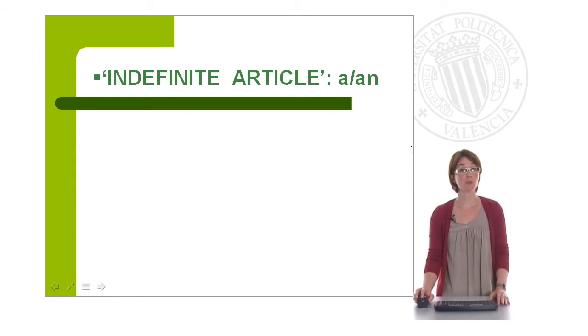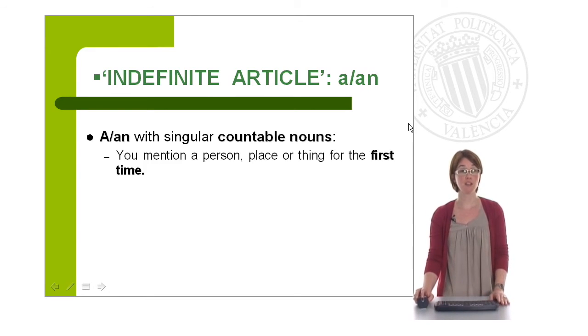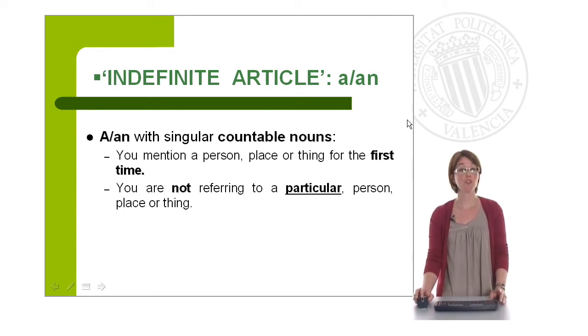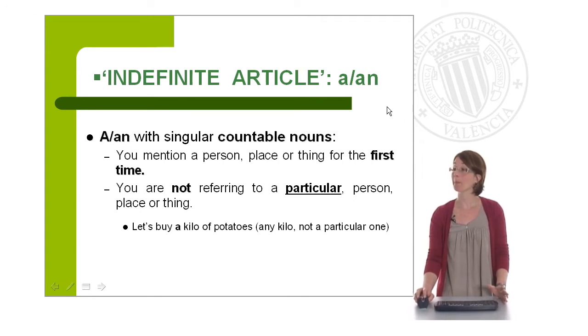Right, let's start with the indefinite article, a and an. We normally use a and an with singular countable nouns, especially when you mention a person, a place or a thing for the first time. And when you are not referring to a particular person, place or thing. So if I say, let's buy a kilo of potatoes, what I mean here is any kilo. I'm not talking about a particular one.